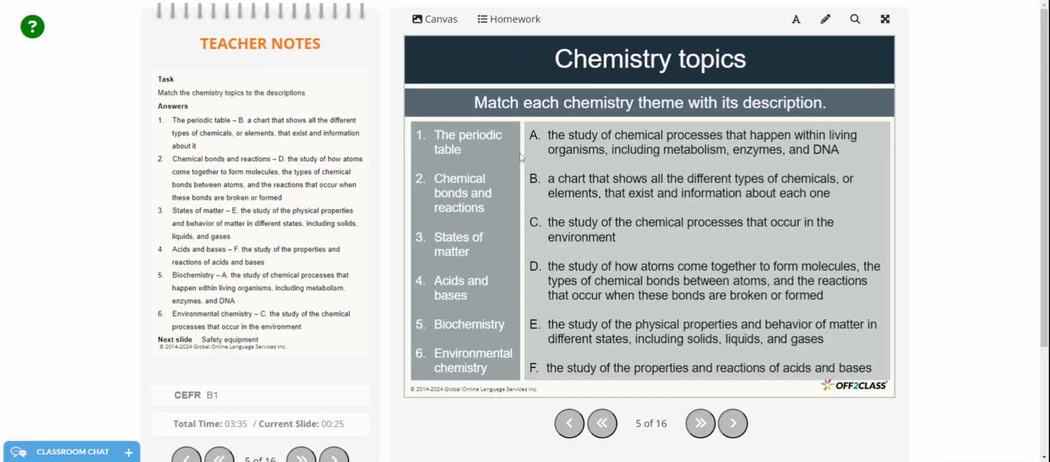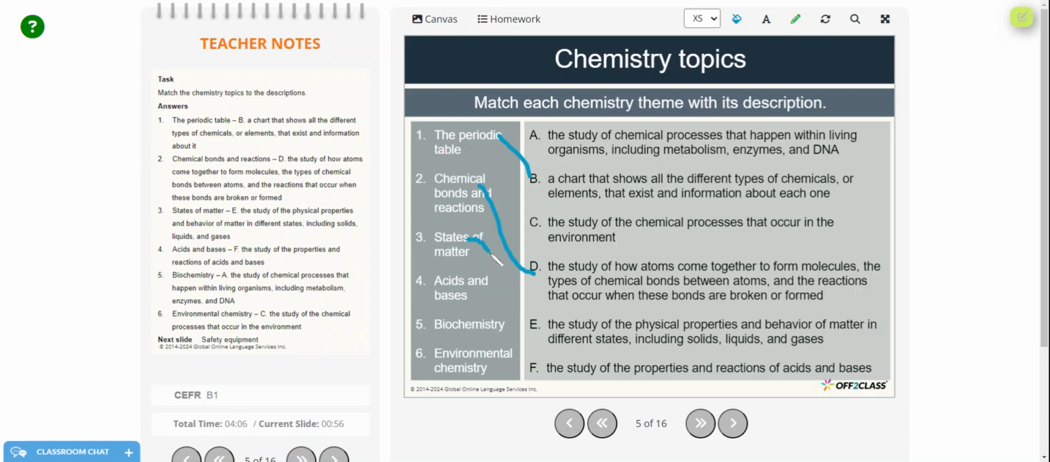All right, so number 1, the periodic table is letter B, a chart that shows all the different types of chemicals or elements that exist and information about each one. Number 2, chemical bonds and reactions is letter D, the study of how atoms come together to form molecules, the types of chemical bonds between atoms, and the reactions that occur when these bonds are broken or formed.